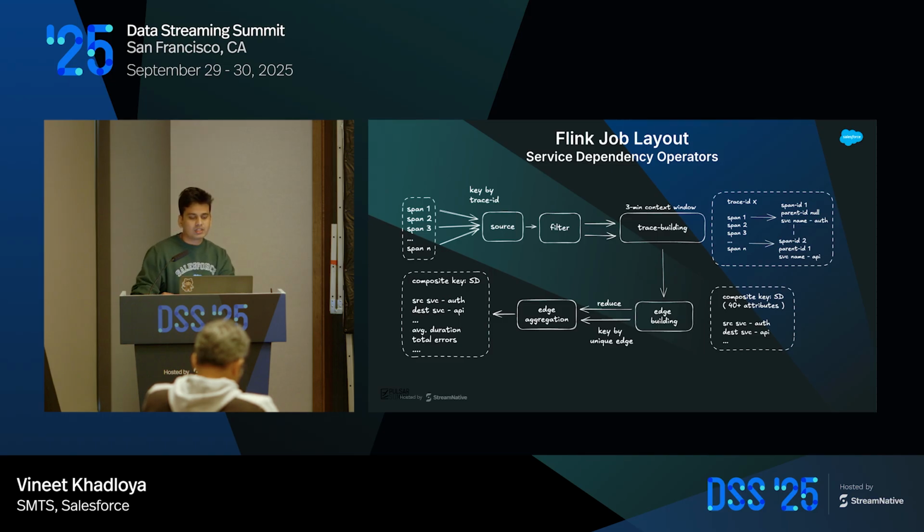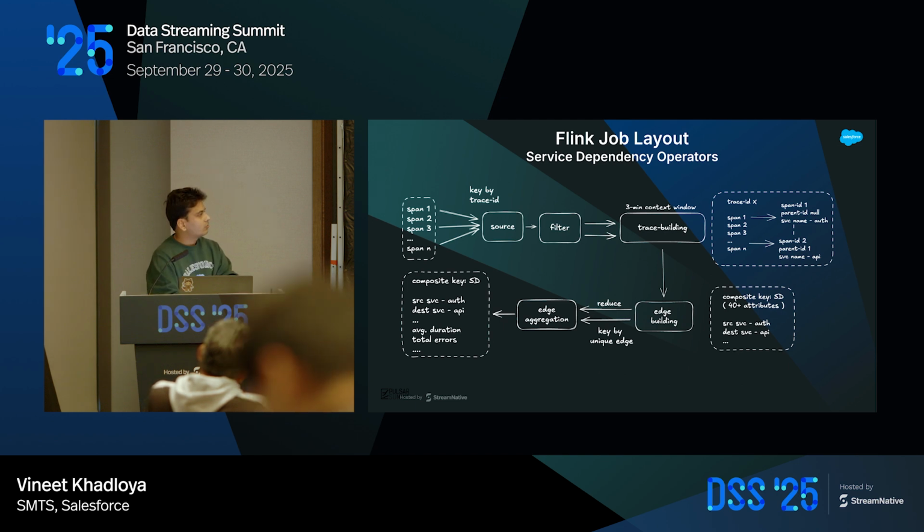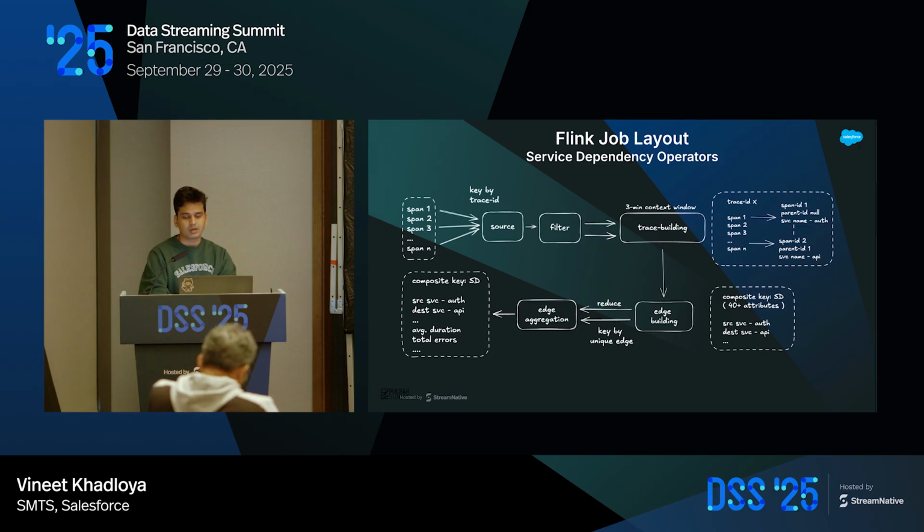Once the service dependency edges are built, we have an important operator, which is the edge aggregation operator. Now, the edges generated at the previous operator are rekeyed and passed through this operator using their composite key. And we have a 1-minute tumbling window over here. Here, we aggregate the edges and compute metrics such as the duration, error count, latency, and much more.